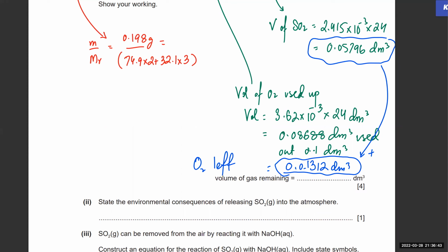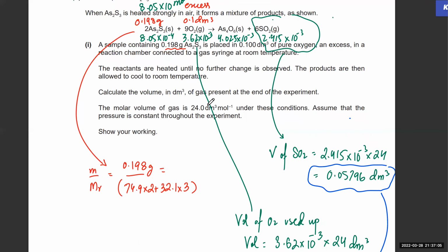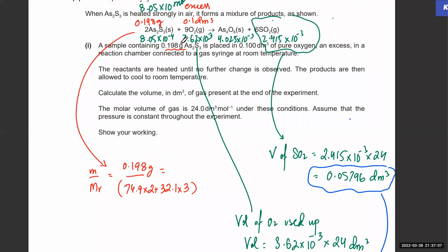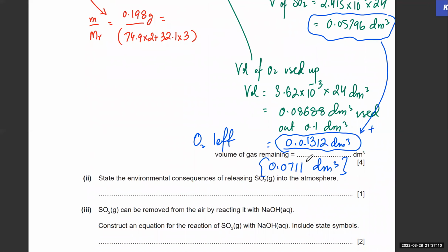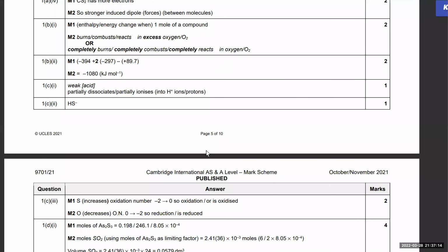So the final answer is 0.07108, and I'm going to round it off to 0.0711 dm cube. Now, this question had a lot of addition and a lot of subtraction. So there's a very high chance of making silly mistakes with this one. I think everything is 3 significant figures, so my final answer is actually 3 significant figures, and I'm going to check this.